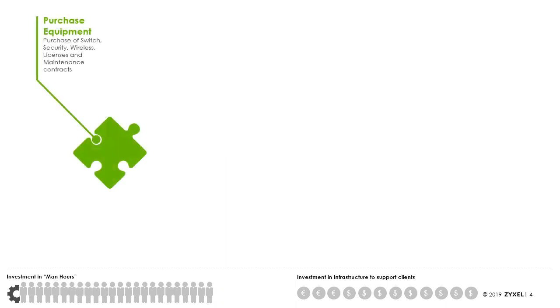So what I'm going to show you here on this slide is all the things that go into deploying and setting up a network. Anything that's colored in gray is an area where Nebula will save you time, money, or both. So you're going to start off, you're going to purchase your equipment, your licenses, maintenance contracts, et cetera. I should note we don't sell service contracts. Then you're going to install the equipment.